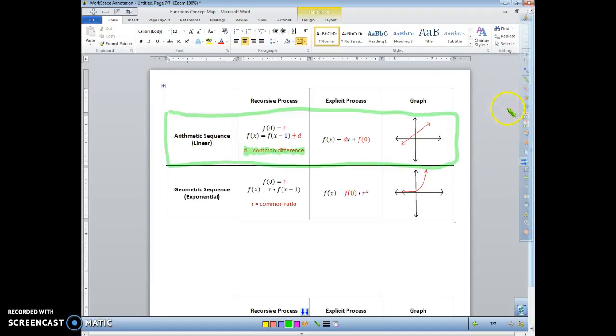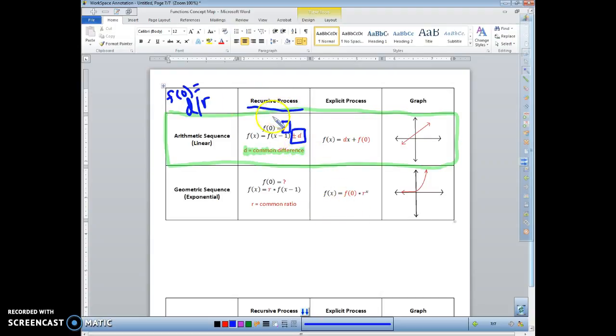Now I would like you to box this area. f of 0 equals box, and f of x equals f of x minus 1 plus or minus d. Put a box there. I'm having you box this because throughout this lesson you're going to need to find two things. You're always going to have to find f of 0, and you're always going to have to find d or r. Here, you're going to put in f of 0, and for the second line of your recursive process, you're going to plug in the common difference.